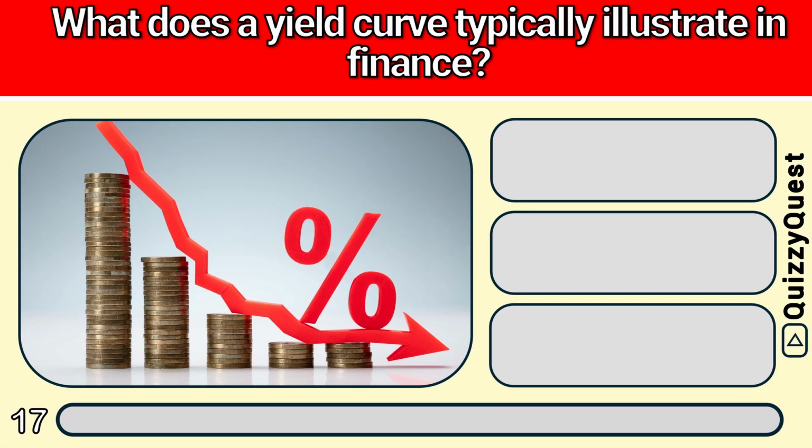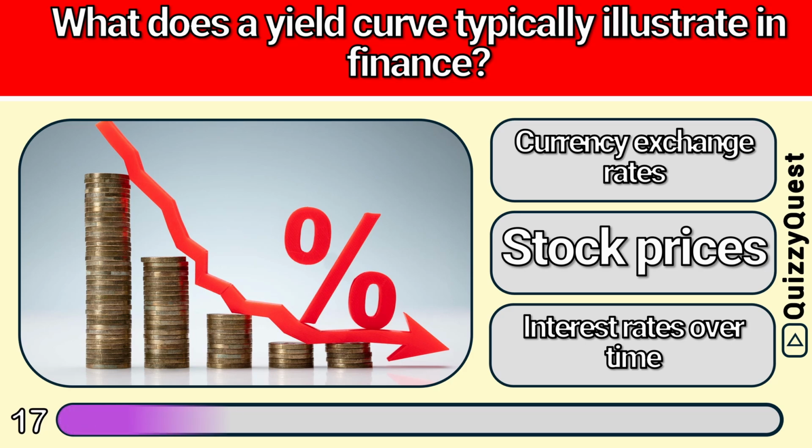What does a yield curve typically illustrate in finance? Is it A, currency exchange rates, B, stock prices, or C, interest rates over time? It is C, interest rates over time.